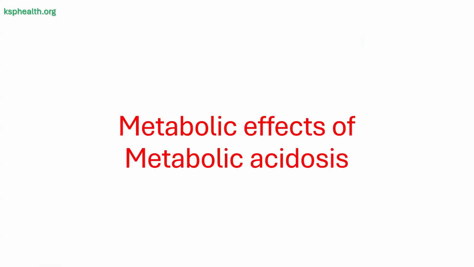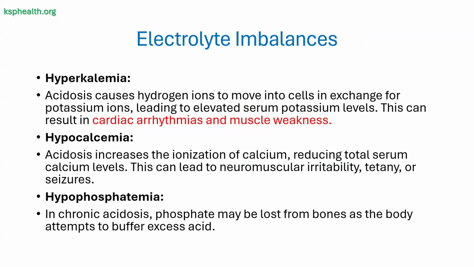What are the metabolic effects of metabolic acidosis? Number one, it causes hyperkalemia. The acidosis causes movement of hydrogen ions into the cells and potassium extrudes out. As a result, serum potassium levels go high. It can result in cardiac arrhythmias and muscle weakness.